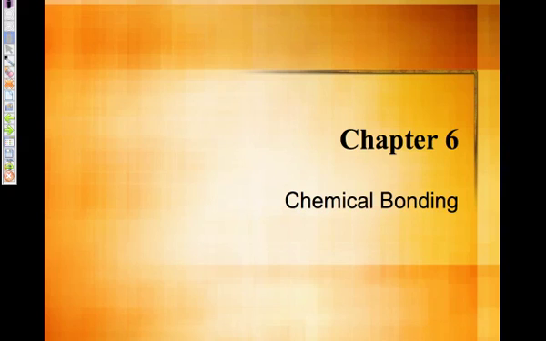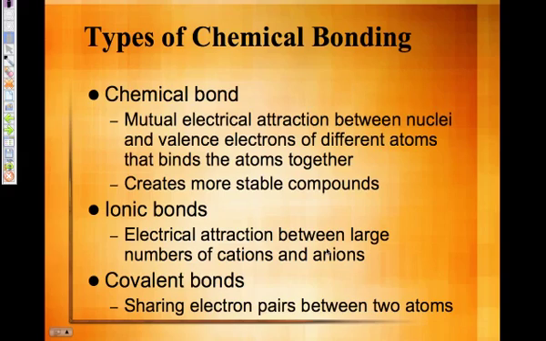Okay, so we will be doing that. A chemical bond is a mutual electrical attraction between nuclei and valence electrons of different atoms that bind atoms together. What's a valence electron? It's one of the outer shell electrons. And how many valence electrons do atoms want to be stable? 8, right? So they want to be like a noble gas. They want to have the same number of electrons as noble gases.